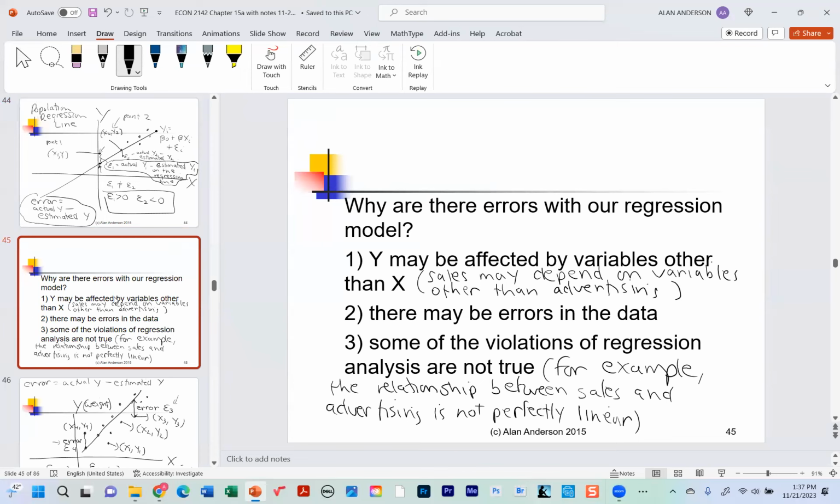Well, number one, when we only have a single independent variable, it may just be that we're missing something important. For example, if we try to claim that sales depend only on advertising, what if that's not true? What if other things affect our sales, like interest rates or oil prices? None of that appears in our model. And therefore, the fact that the points are scattered around the line might reflect those other variables. Number two, the data itself may contain errors. Suppose that somebody gathered up that data and they made a typo when they entered it into their Excel spreadsheet. That's going to cause problems too.